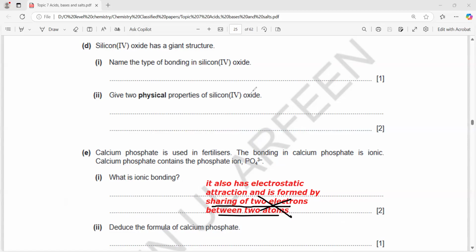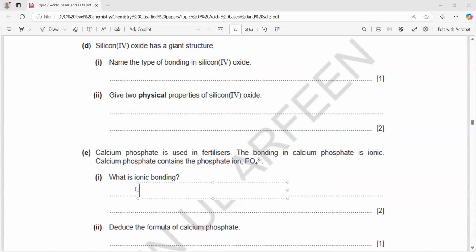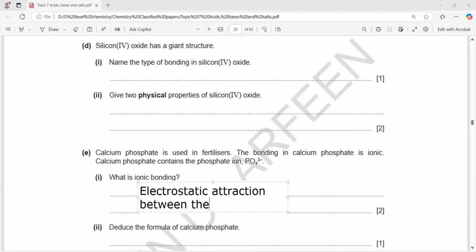So what will be the example? So the exact definition: it is an electrostatic attraction between the oppositely charged ions.